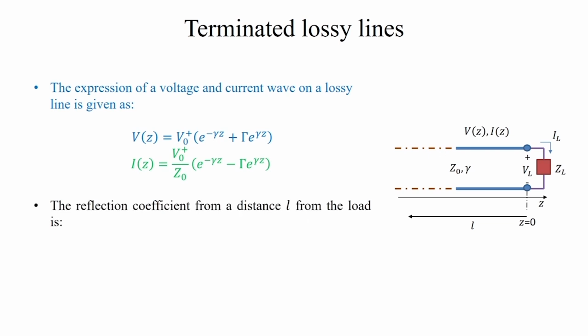Now, if we are interested in the reflection coefficient at a distance L from the load going towards the negative z direction, then we can write gamma L equal to gamma, the load reflection coefficient, multiplied by e to the power minus 2 gamma L, and this can be written in this form, and therefore, mod gamma L will be mod gamma times e to the power minus 2 alpha L. We can compute the input impedance of a lossy transmission line as follows.